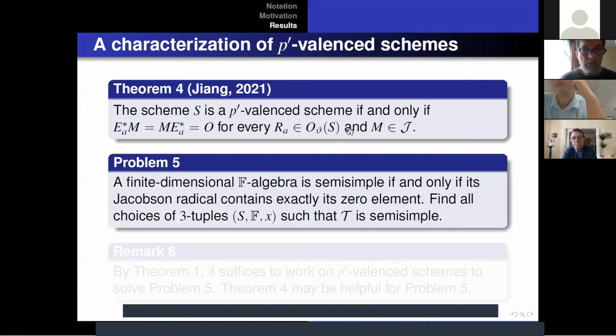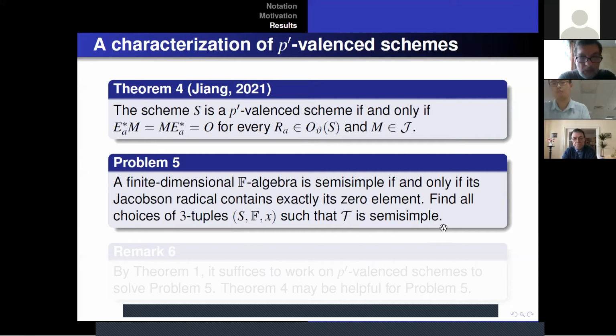Next, problem 5. A finite dimensional F-algebra is semi-simple if and only if its Jacobson radical contains exactly its zero element. So here we are interested in the following question: find all choices of the 3-tuples S, F, and X, that is, for what S, what F, what X, the corresponding modular Terwilliger algebra is semi-simple.